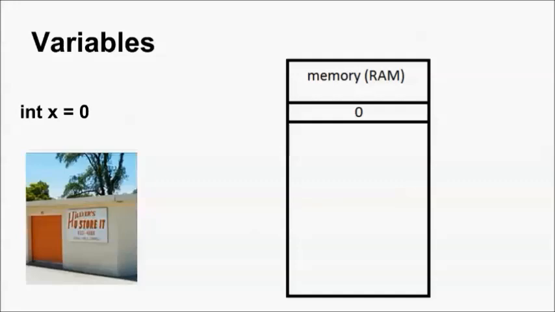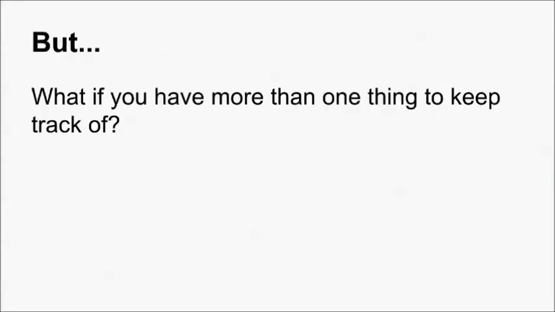Now, this is great, but what if I have a list of 10 high scores or something like that? Or I need to have 10 inventory slots. What if I have more than one thing to keep track of? Isn't there a way I can just reserve a block of something? Well, yes, that's called an array, and that's what I'm going to teach you now.